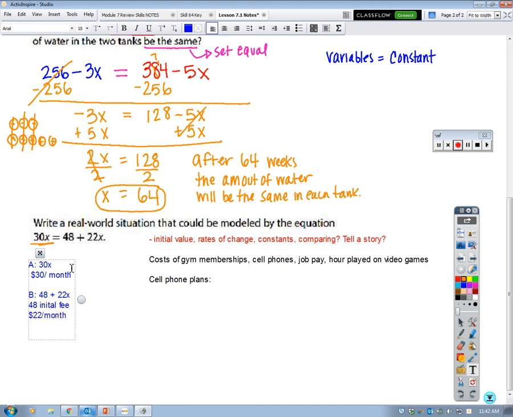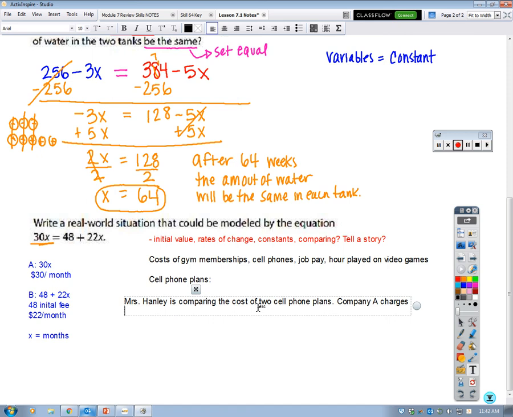So now I'm going to create an equation, or I'm going to create a scenario where I'm setting these two equal and I'm comparing them. So let's just go ahead and create a scenario here. So I've got, let's go ahead and say Miss Hanley is comparing the cost of two cell phone plans. Company A charges $30 a month and no initial fee. So a flat $30 per month.